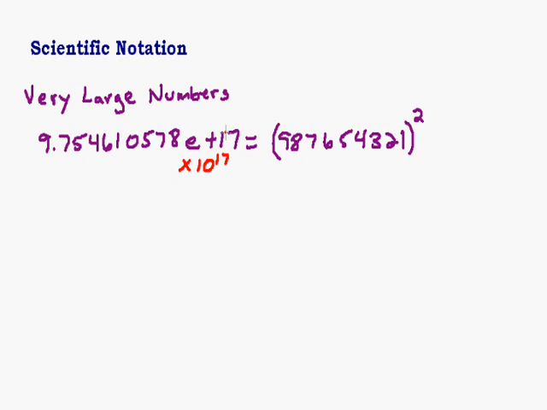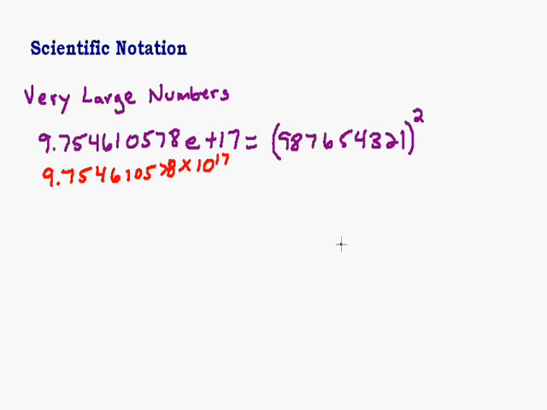So the positive 17 is the exponent, and E is telling you that this is your exponent, and you just have to know that it's 10 to the 17th power. So we have 9.754610578 times 10 to the 17th power. Now why 10 to the 17th power? Why is our base 10? The reason is because when you multiply something by 10, it just moves the decimal one place.